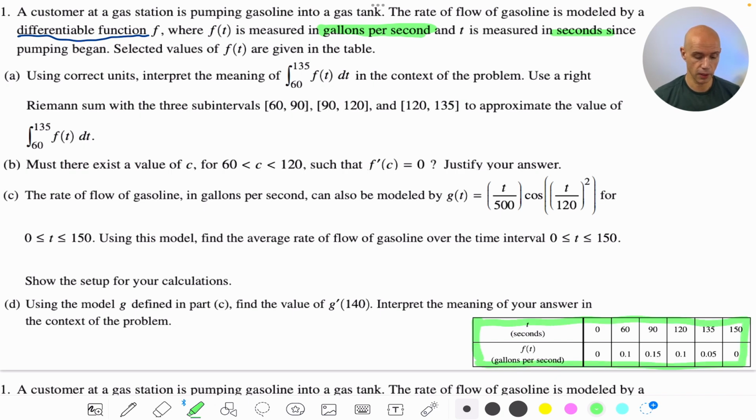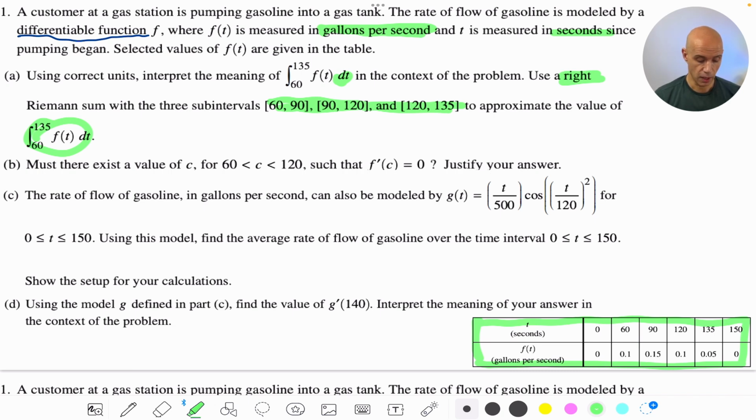Now, using correct units, interpret the meaning of this quantity in the context of the problem. And then use a right Riemann sum with three subintervals to approximate the value of this quantity. First of all, what is f of t? It is the rate of flow, in gallons per second. And you integrate, so gallons per second multiplied by seconds, you get gallons. So this is the amount of gallons that have been pumped between t equals 60 seconds and 135 seconds. And then we will approximate the value, to see how many gallons there are.